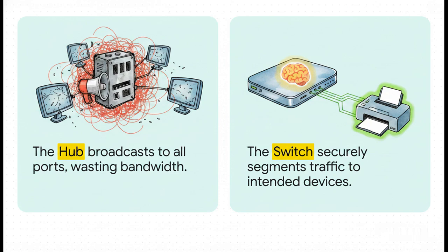Thankfully, we evolved to the switch. A switch is intelligent hardware. It actually learns exactly which device is plugged into which specific port. So now when that computer sends a print job, the switch routes it directly and only to the printer. It segments the traffic, making the whole network incredibly fast and secure.